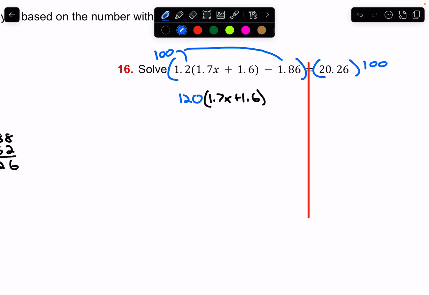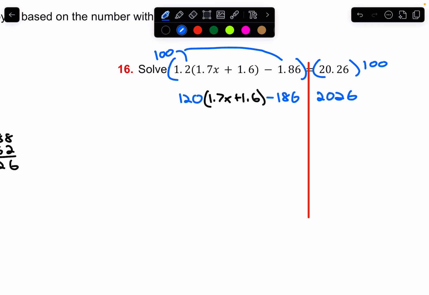And then negative 1.86, when we multiply by 100, is negative 186. And on the other side, both those decimal places are going to drop off, so we have 2026. Okay, now, I would like to do some distribution here, where I have a 120, and I have a 1.7 on the inside. Okay, so now we got to think a little bit.